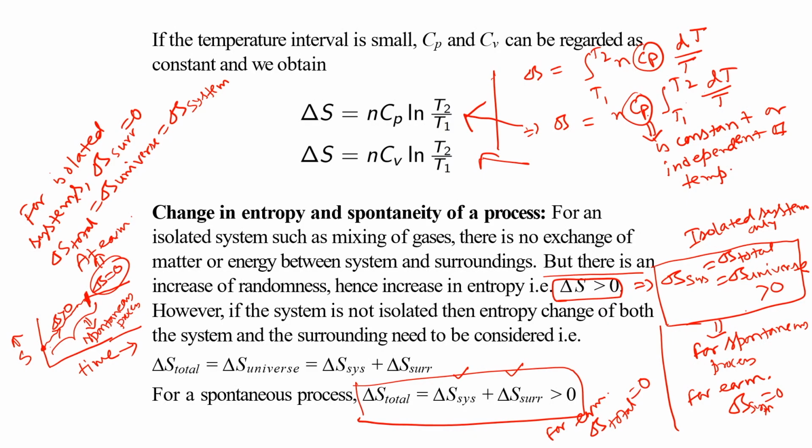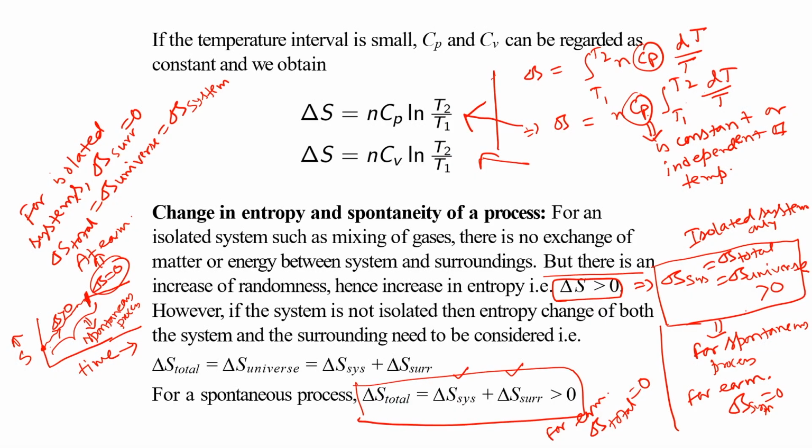So in order to judge whether a process is spontaneous or not, we need two quantities: delta S system and delta S surroundings. But we have no control over the surroundings, right? We have control over only the system. So we can calculate delta S system very efficiently. But delta S surroundings is a troublesome thing, unless the process is a reversible one. So it is very difficult to calculate delta S total if the process is not reversible.